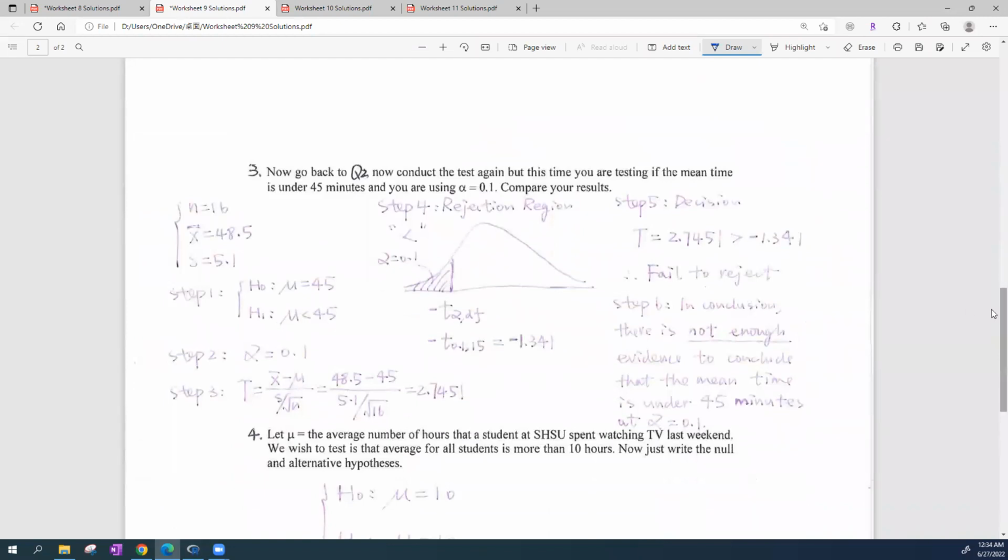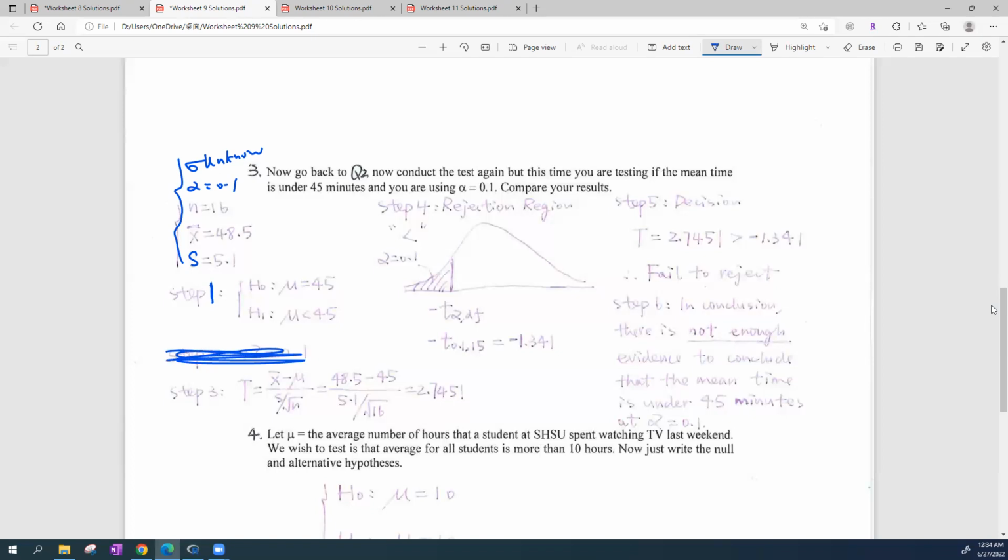Question number 3. Now we go back to question 2 and then conduct the test again, but this time test whether the mean time is under 45 minutes using alpha equals 0.1, and compare the result. So sigma unknown, alpha equals 0.1, and with n 16, x bar 48.5, and standard deviation equals 5.1. So step 1, same thing, mu smaller than 45, and the hypothesis value never changes, and null always has an equal sign, so mu equals 45.